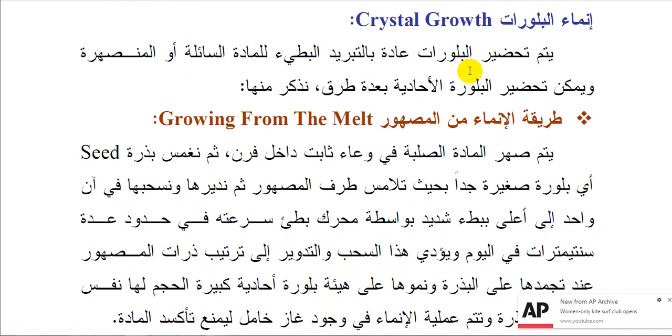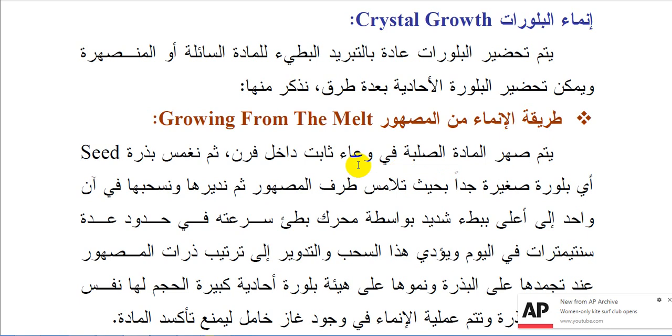Crystal growth. The crystals are usually prepared by slow cooling of the liquid materials or even the molten mass. We can prepare single crystals by multiple methods, such as growing from the melt. The molten growth method.